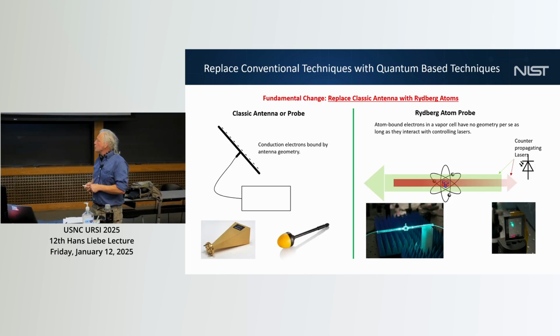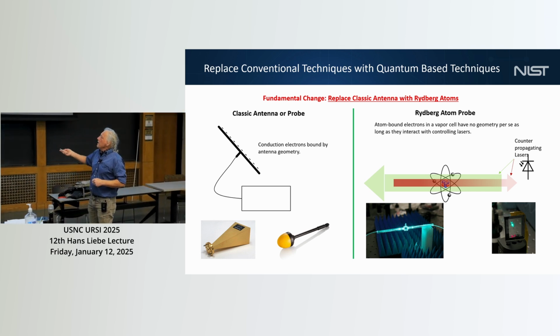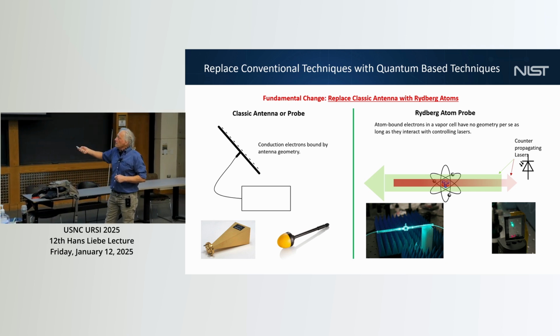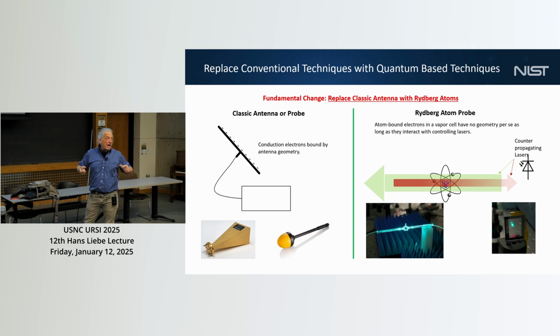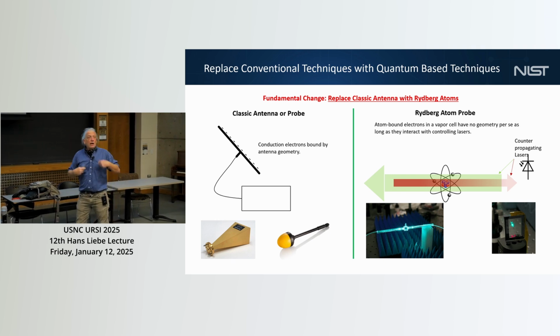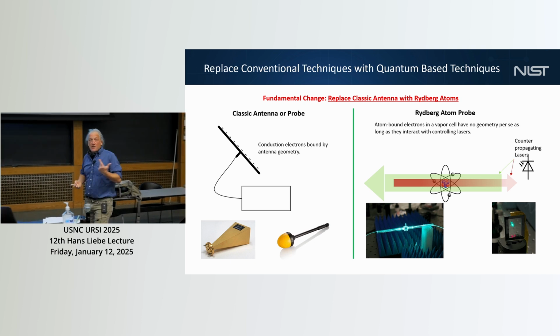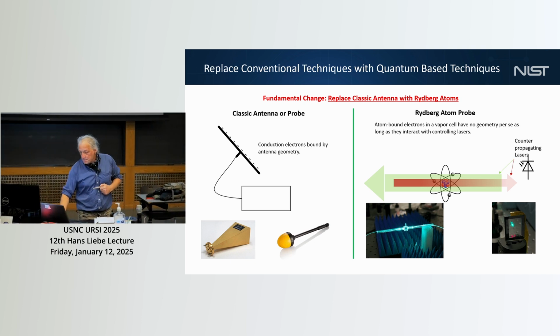But the basic idea is to take your conventional antenna or probe, which has worries about conducting electrons bound to some metal surface, and replace it with just a glass cell of atoms, looking at basically the atomic state of these atoms when we hit them with a field.